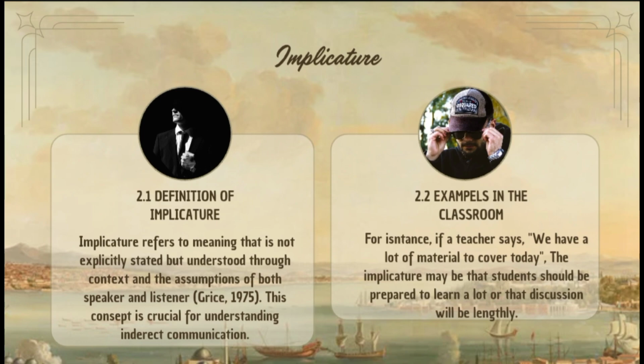Section 2. Implicature. Definition of implicature. Implicature refers to meaning that is not explicitly stated but understood through context and the assumptions of both speaker and listener. This concept is crucial for understanding indirect communication. Examples in the classroom. For instance, if a teacher says, we have a lot of material to cover today, the implicature may be that students should be prepared to learn a lot or the discussion will be lengthy.